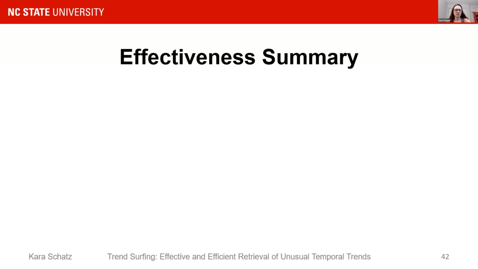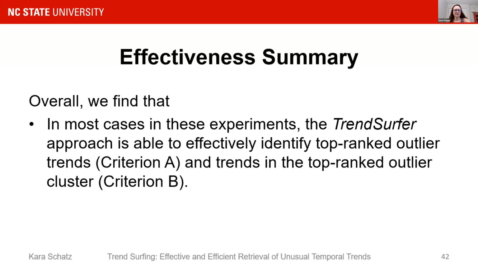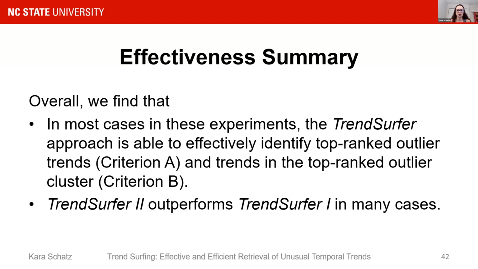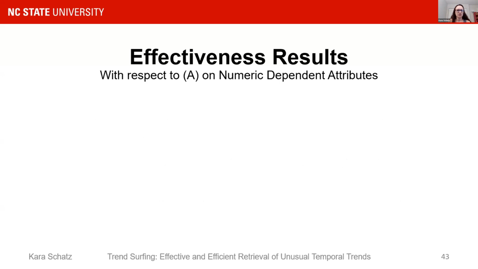To preview the results, we find that in most cases in these experiments, the Trend Surfer approach is able to effectively identify top-ranked outlier trends, which satisfies criterion A, and trends in the top-ranked outlier cluster, which satisfies criterion B. We also find that Trend Surfer 2 outperforms Trend Surfer 1 in many cases, as we expect. So now let's take a look at the results.